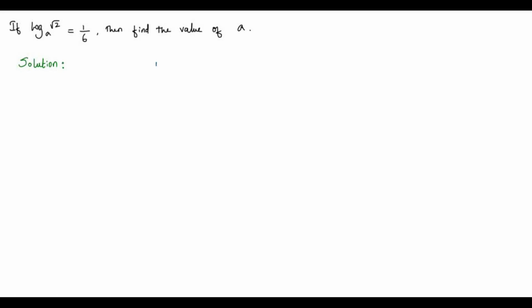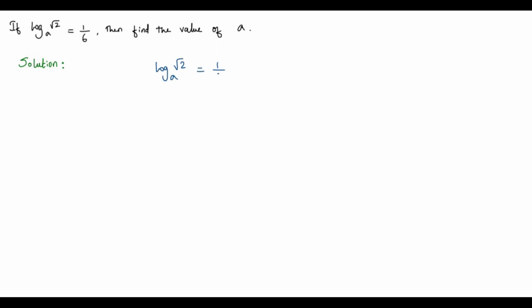Here we have a problem on logarithm. Let's read the question to understand the information. If log square root of 2 to the base a is equal to 1 divided by 6, then find the value of a. Here a logarithmic equation is given. In that equation, what we need to do is solve for a.